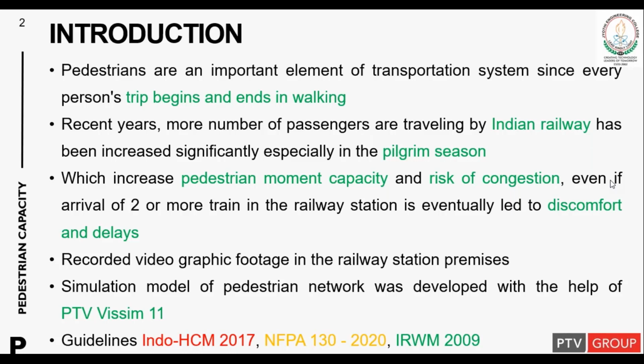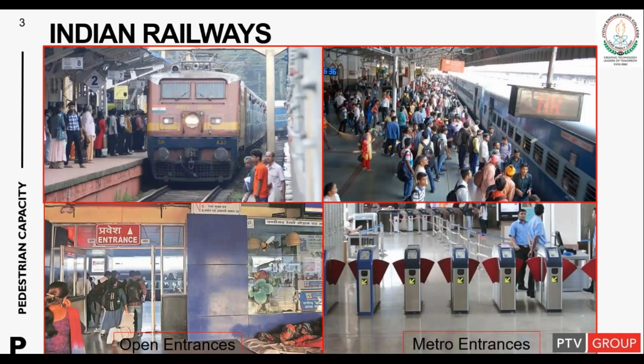And then this is the Indian Railway. This image shows the mass transit system in Indian Railway. You can see the bottom left image is an open entrance in the Indian Railway. Most of the stations have only this type of entrance, so we cannot control the passengers in and around, or monitor whether they are taking tickets or not.